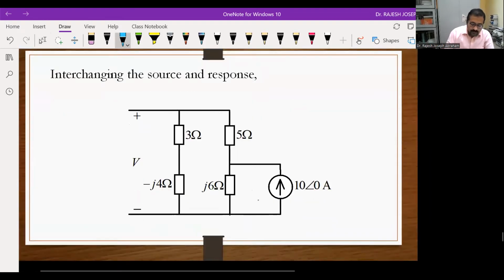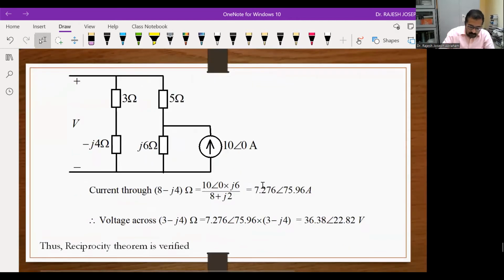Now how can you find this voltage? To find this voltage, you need to find the current across this branch. So how can you find the current to this branch? Again, you can go for your current division rule. So what is the current to this branch? Main current 10 angle 0 into, how can you find that? Or you can convert it to voltage source and also find. Anyhow, you can do it anyway.